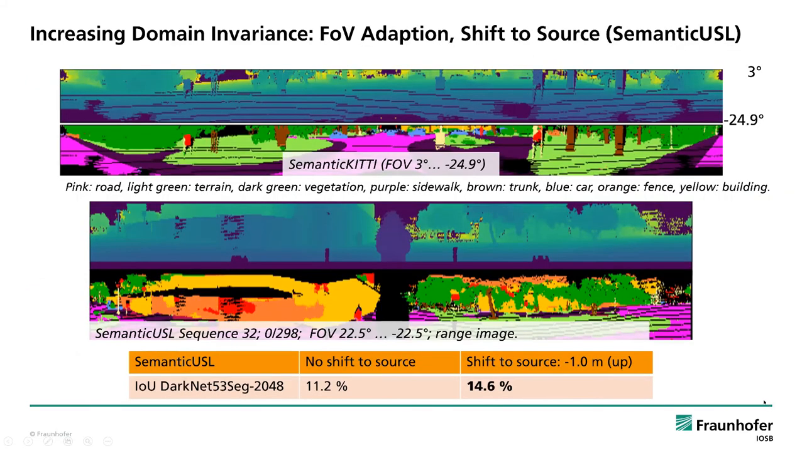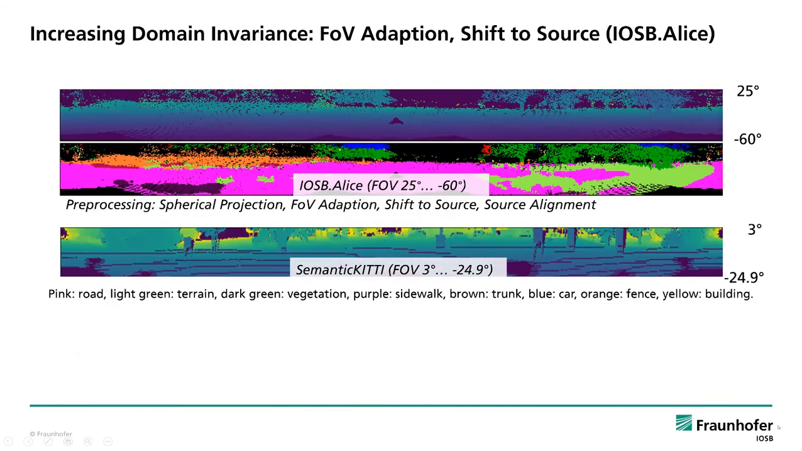And if we look at other adaptations that we did, that's the field of view and range image from SemanticKITTI, that's one from SemanticUSL. And already shifting the coordinate system by only 1 meter notably increases our IOU here. We got an increase to 40.6% only by shifting the coordinate system by 1 meter. So that already shows that those options help a lot.